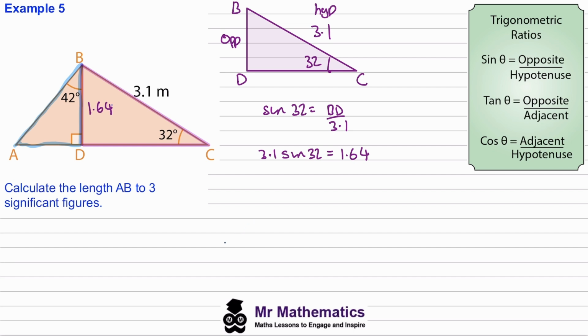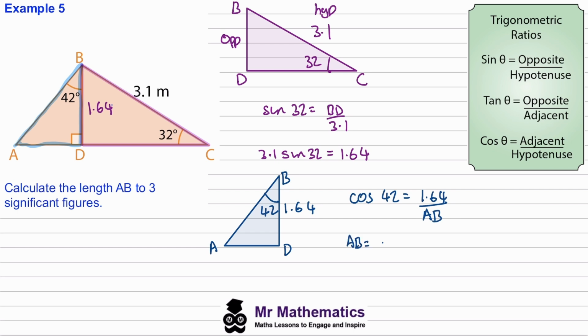And then we can work out A to B using a blue triangle. We've got the height now, and the angle's 42. So because we have the adjacent and we want to work out the hypotenuse, we're going to use cos. So the cos of 42 would be the 1.64 divided by A to B. So A to B would be the 1.64 divided by the cos of 42. And when you work this out, we get approximately 2.07 meters to three significant figures.